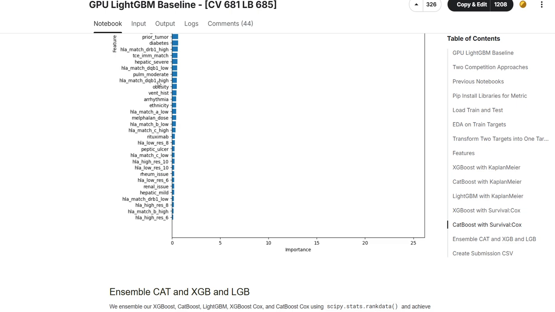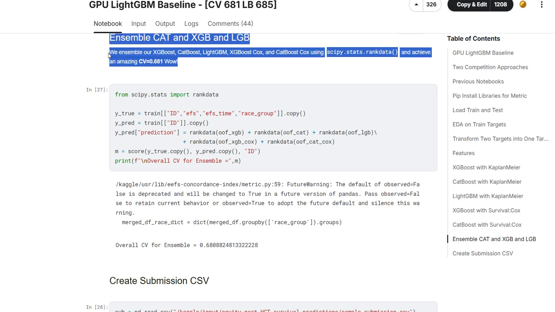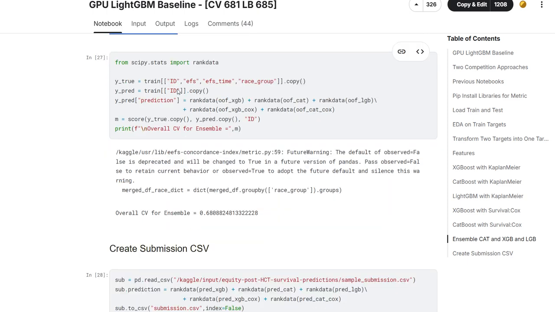This is the grand finale. The notebook ensembles all 5 models, the 3 Kaplan-Meier models, XGBoost, CatBoost, LightGBM, and the 2 Cox models, XGBoost, CatBoost. It does this by using scipy.stats rankdata. This converts each model's predictions into ranks, and then it simply adds the ranks together.